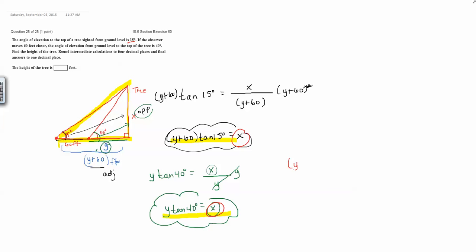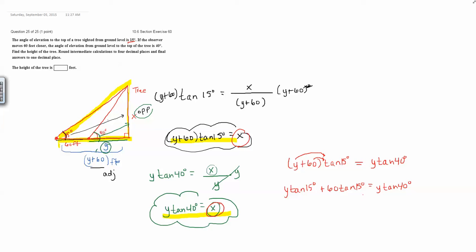I have y plus 60 times tangent of 15 degrees equals the other equation, y times tangent of 40 degrees. Let's go ahead and clear the parentheses on the left where I have the multiplication. Let's multiply y times tangent of 15 and 60 times tangent of 15, so distribute there. So I have y times tangent of 15 degrees plus 60 times tangent of 15 degrees is equal to y times tangent of 40 degrees.